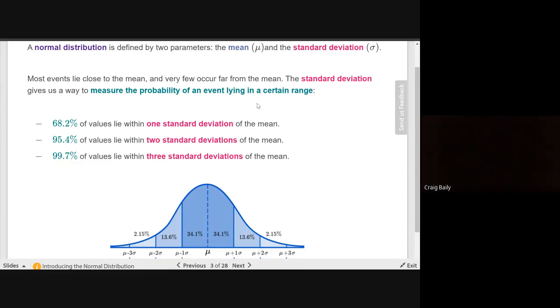Now here's going to be something else for our notes. The standard deviation gives us a way to measure the probability of an event lying in a certain range. So we can predict how likely it is to be a certain distance from the mean. 68.2% of all the values lie within one standard deviation of the mean. So there's the mean. If you go one standard deviation that way and one standard deviation that way, this would be one standard deviation below, above the mean. And 68.2% of the data is in the one standard deviation. If you cut that 68.2 in half, 34.1, so those two together are within one standard deviation.